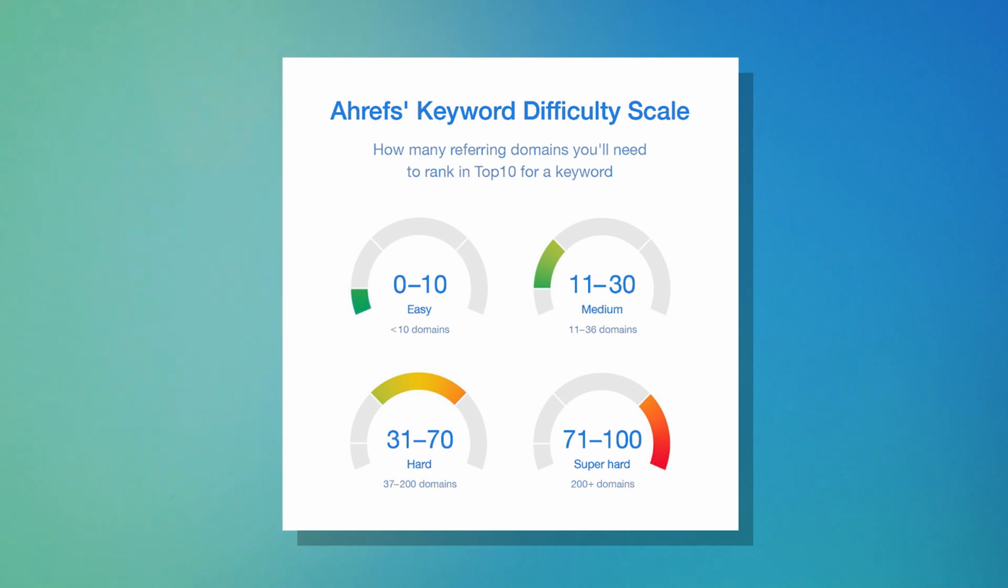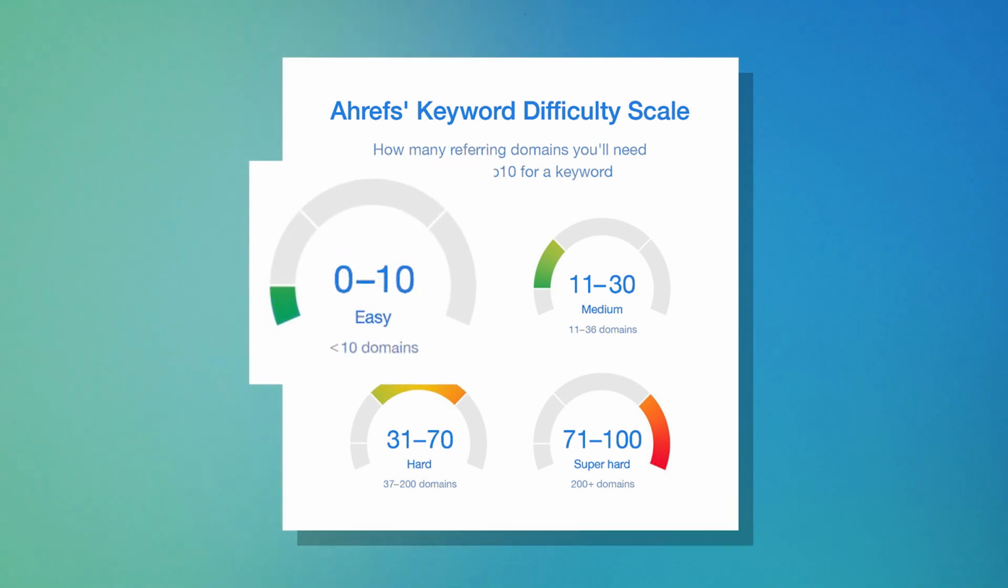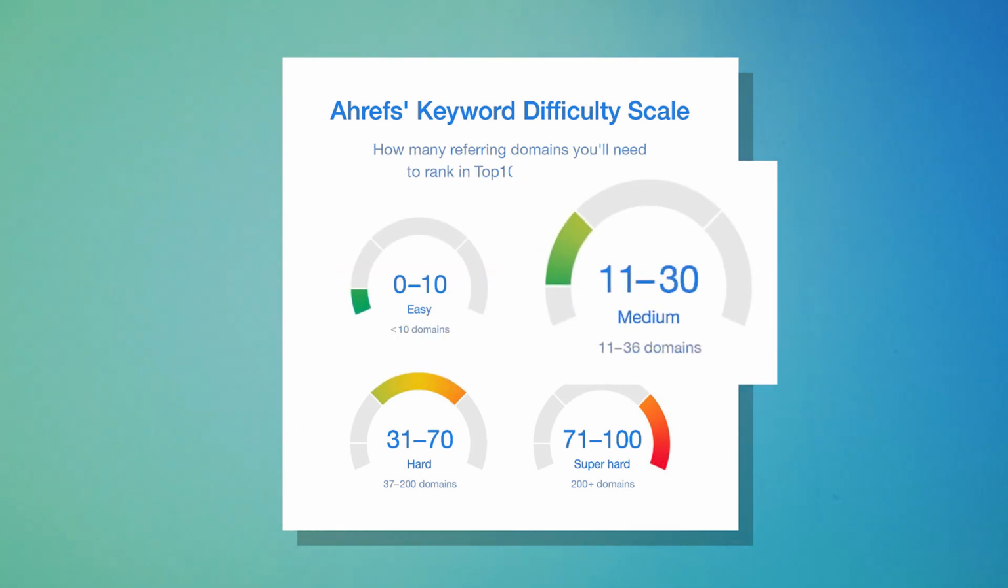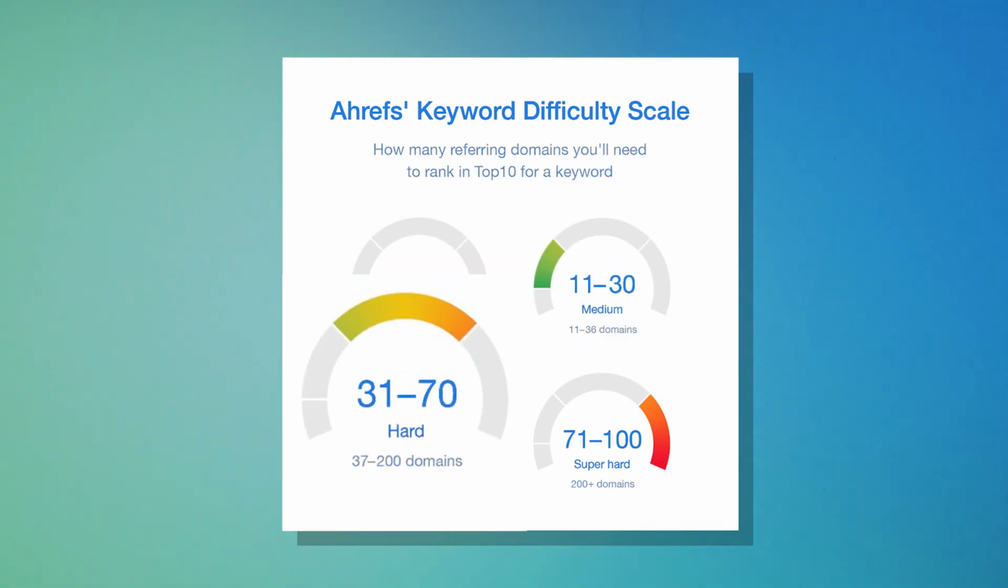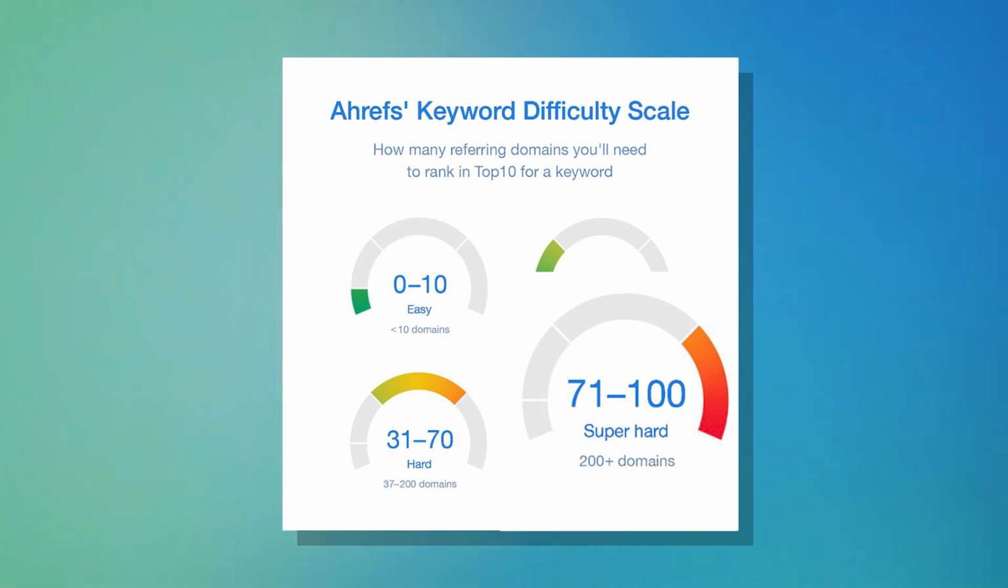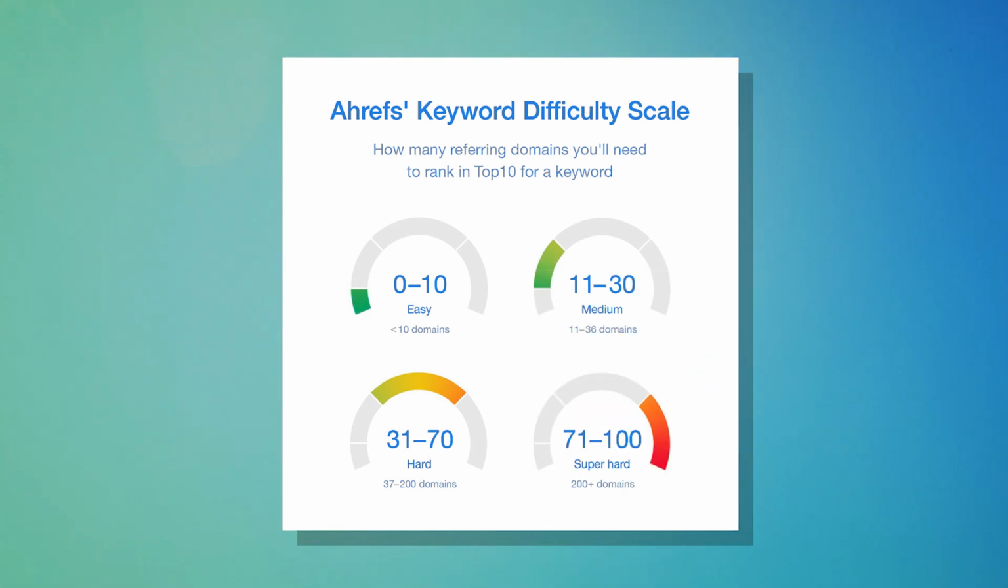According to Ahrefs, they have a keyword difficulty scale to use as a reference, and it's pretty straightforward. The scale ranges from 0 to 100. The lower the keyword is on the scale, the easier it is to rank for it. And the higher on the scale, the more difficult and competitive that keyword is. Now, understanding this will allow you to work smarter and not harder.